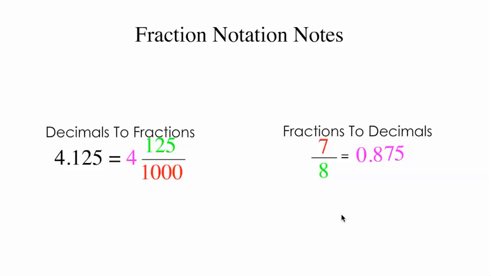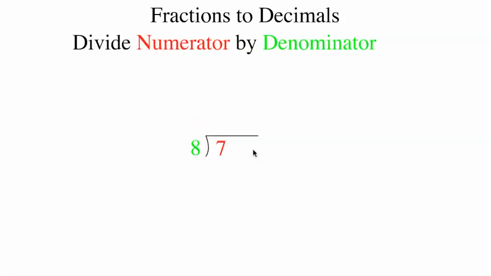Okay, how to convert fractions to decimals. So divide the numerator by the denominator, and that's it. Okay, let me just pause this. Let's just go back for a second. So we have 7/8, right? That's 7 divided by 8. So we just simply divide.